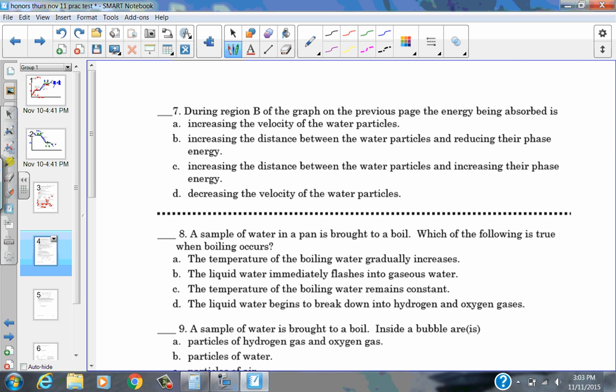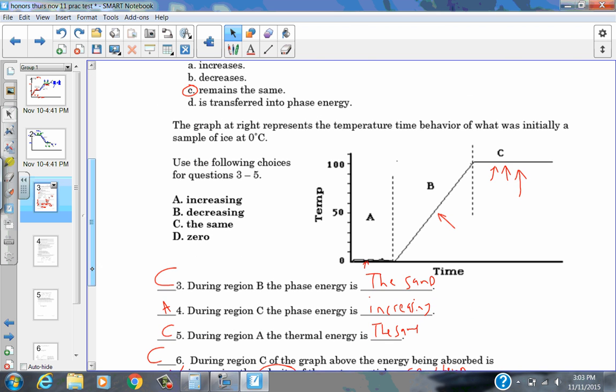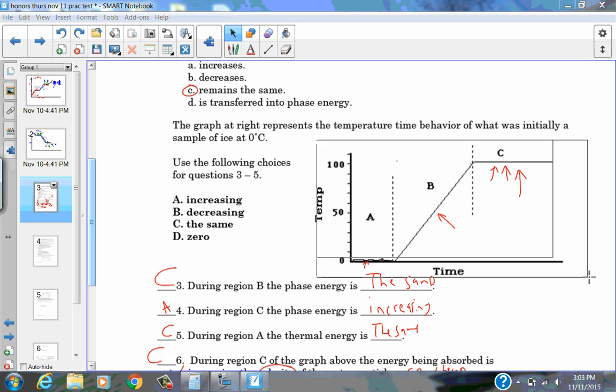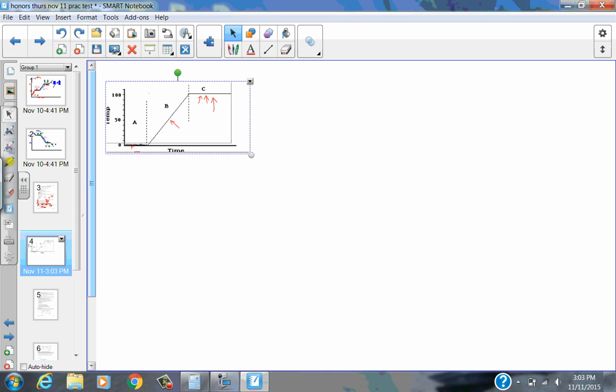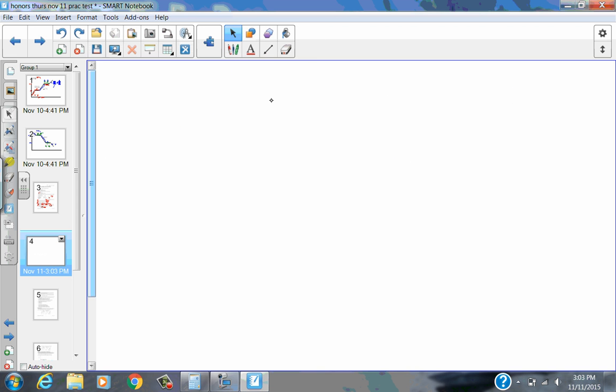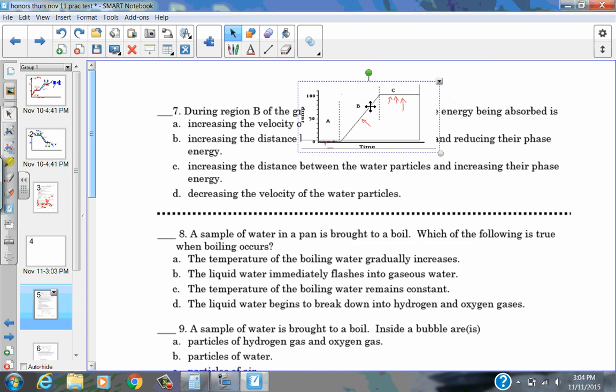During region B of the graph on the previous page, the energy being absorbed is region B. Okay, let me go back. And what is the energy doing? Region B on the graph. Let me just see if I can put this on the page that I need it. We can just put it right down here for now. We'll get rid of it in a little bit.